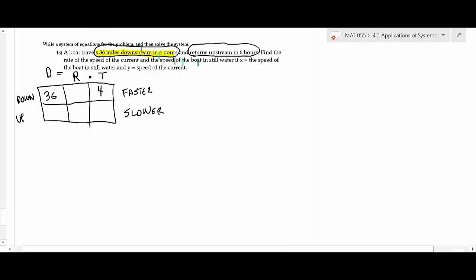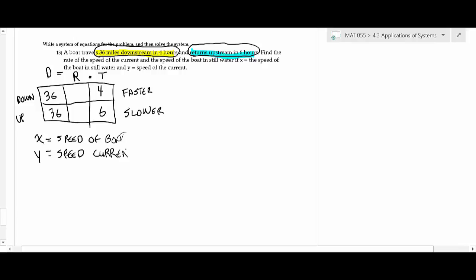Then it says you return in 6 hours. What's the distance going to be on the return? Still 36. It's got to be the same. You're assuming that you're making the same trip, going down, turning around, and going back. Now, what they say in this problem is let x be the speed of the boat, and then y is the speed of the current.